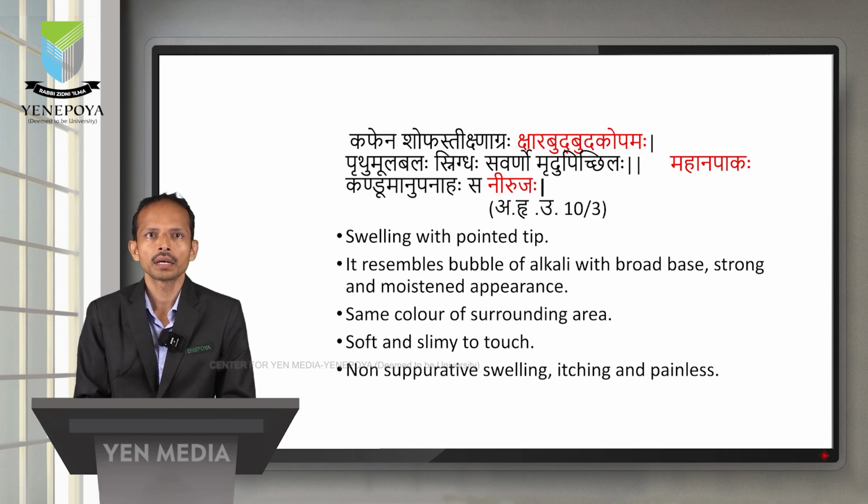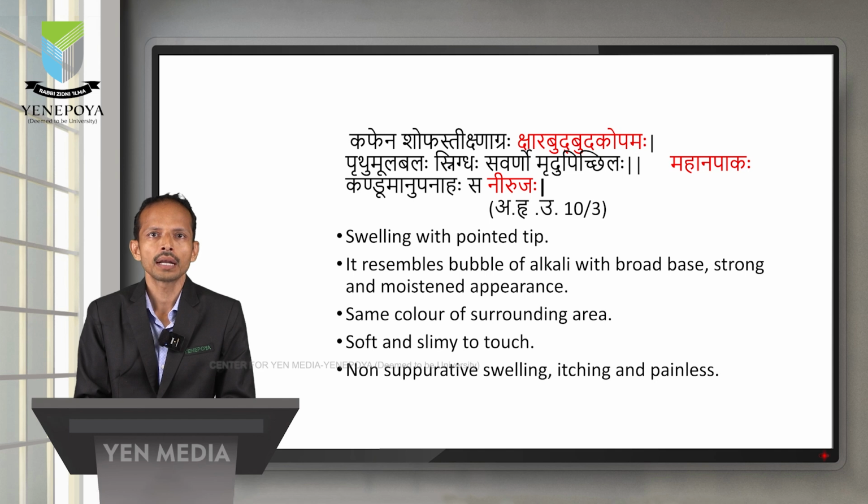As per the Ashtanga Hridaya, Kafena Shofa Tikshnagraha, Kshara Budbhuta Kopamaha, Prutumula Bala Snigdha, Savarna, Mrudupichalaha, Mahan Pakaha, Kandupanaha, Sa Nirujaha. Ashtanga Hridaya Uttara, 10th chapter, sloka number 3. So here Kafena Shofa, the Prakupita Kapha produces a Shofa, which is Tikshnagraha, having a pointed tip and resembling Kshara Budbhuta Kopamaha.